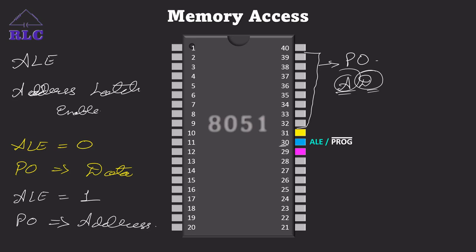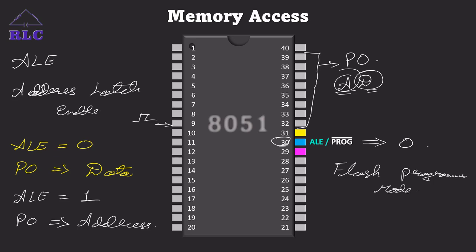This pin also has an extra functionality. Whenever we apply positive 5 volts to the reset pin, it terminates all the functionality and starts from the beginning. Before starting from the beginning of the code, it checks this pin. If this pin is connected to 0, it enters flash programming mode.